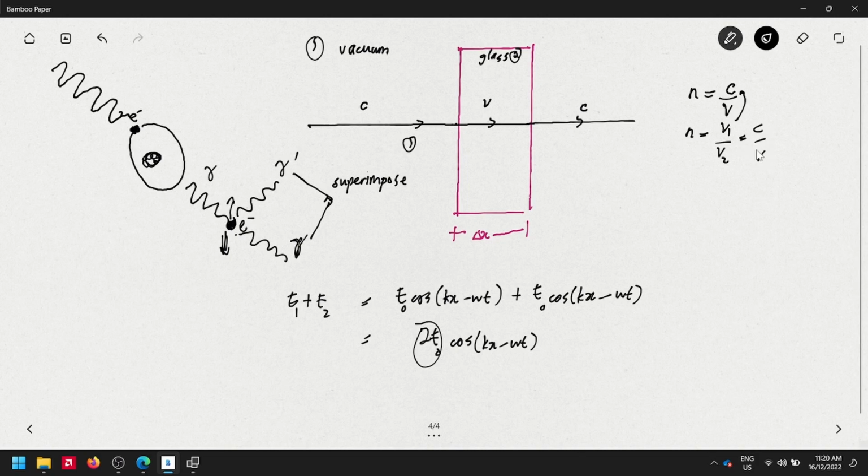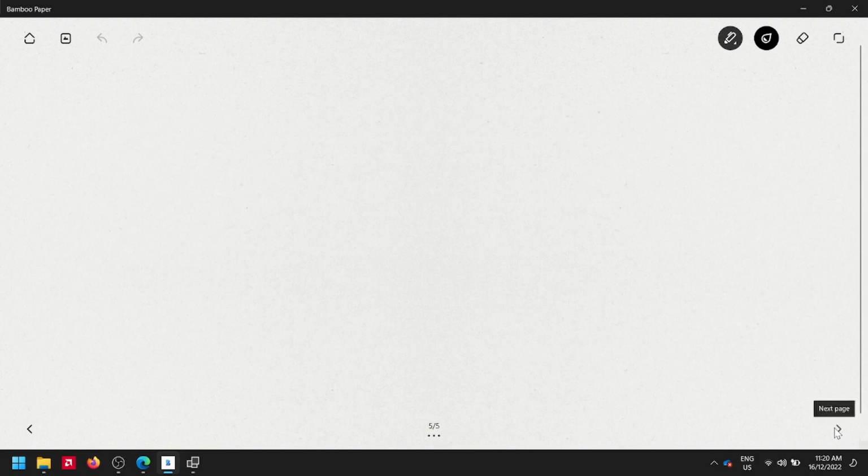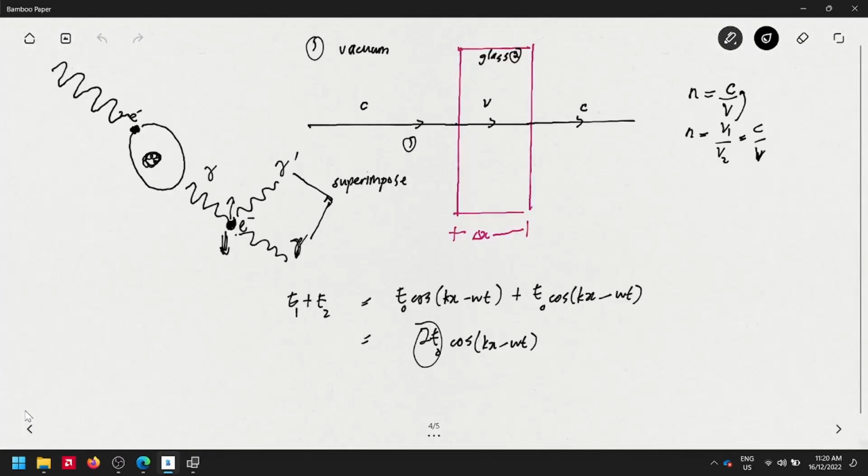So now I'm drawing something. It is basically the same figure, but I zoom over here. But before that, I want you to remember the wavefronts. Have you learned about wavefronts before? Okay, so I'm just going to refresh this for you.